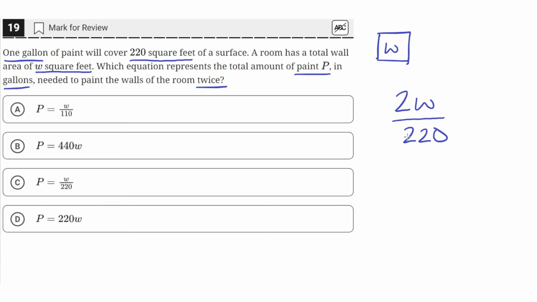And the amount of gallons we need to paint the wall twice will be equal to P. So this equation here represents the scenario where 2W is the total area we need to cover, and 220 is the total amount of square feet that 1 gallon would cover. So 2W divided by 220 will give us the total amount of gallons of paint we need, which is P. So we can simplify this down. 2 divided by 220 can be simplified to 1 over 110. So P equals W over 110, which is answer choice A.